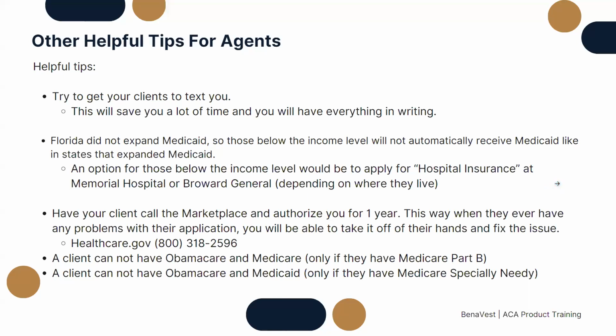And then if you want, you can have your client call the marketplace and authorize you for 1 year. This way, if they ever have any problems, if they move or anything, you can call the marketplace at any time for them. So if they call the marketplace to authorize you on their behalf, this is not taking place as the consent form. This is just something different. This way, if they have any troubles, they can just send you a text and you can take care of it for them.